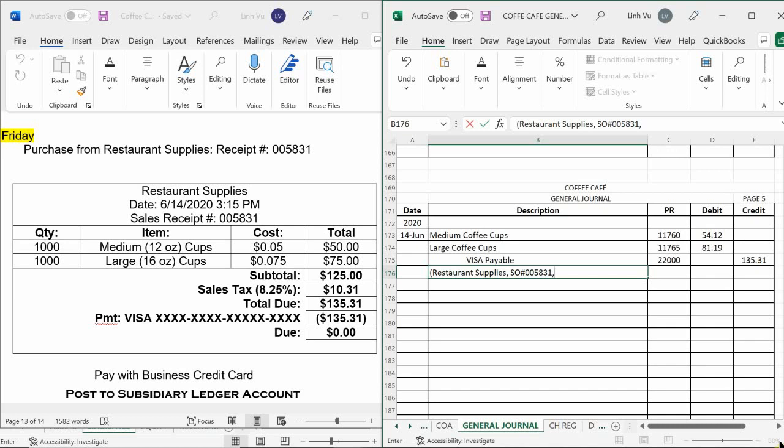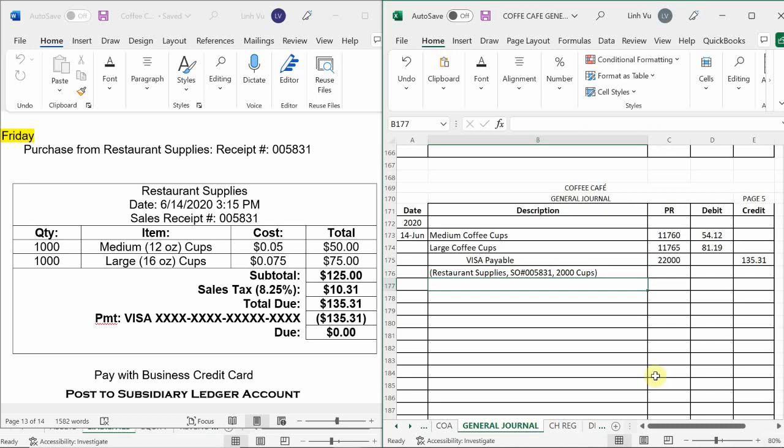Do you need anything more than just that? You can say how many. You could say we bought a total of 2,000 cups, or if you want to be more specific, you say 1,000 medium cups and 1,000 large cups. But in this case, I'm just going to say purchased 2,000 cups. Okay.